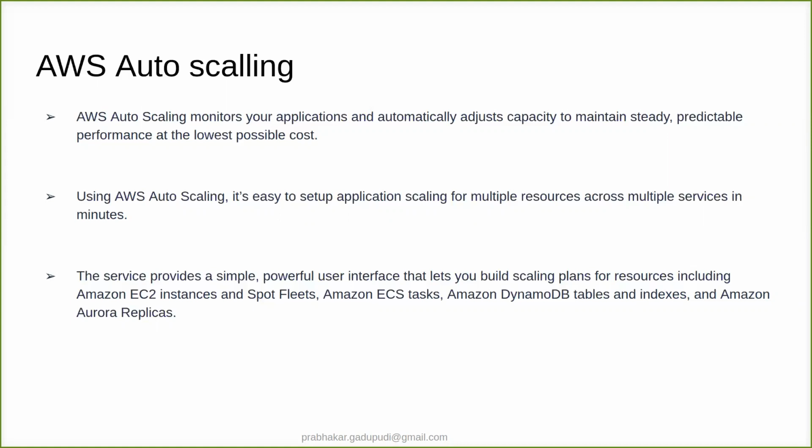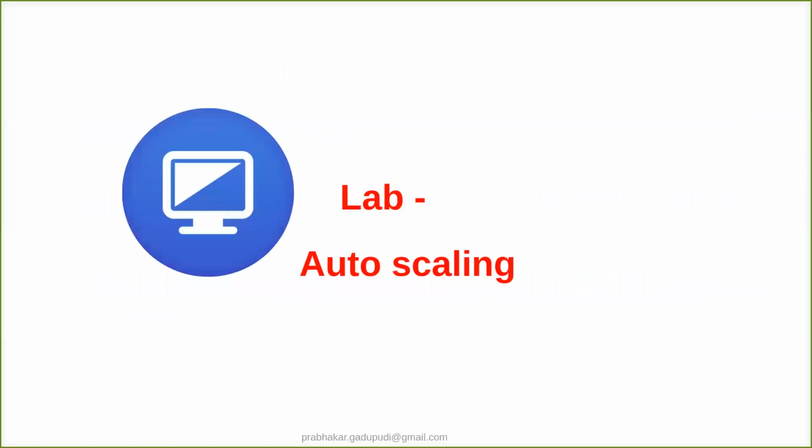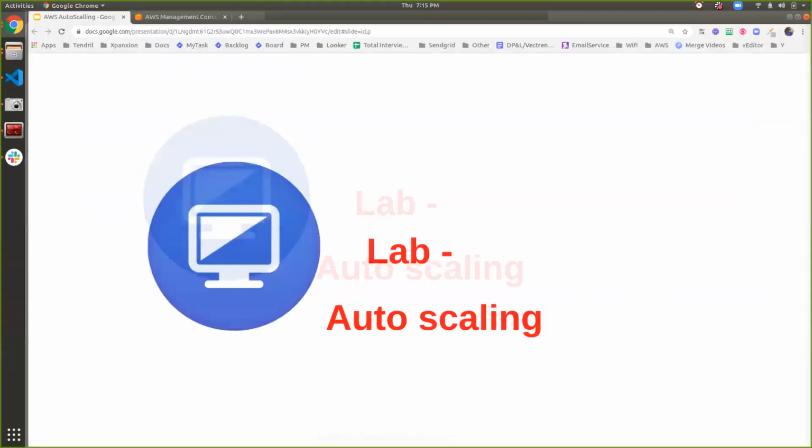If the load is idle, and we don't have any load, then it will automatically delete additional EC2 instances. So it will add more EC2 instances if the load is at peak, and if we don't have any load in our application, it will automatically reduce and delete the EC2 instances. We will see more pointers and more configurations while working on the lab part. Let's go ahead and see how we can configure auto scaling in EC2 instance.